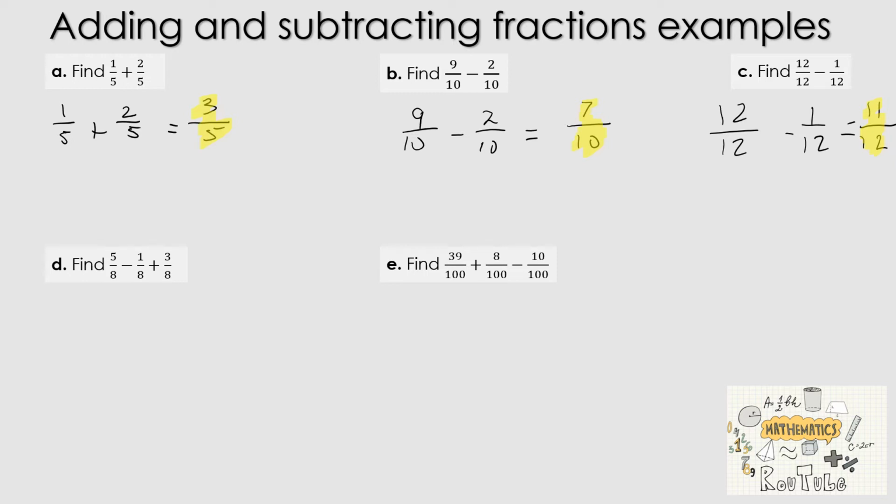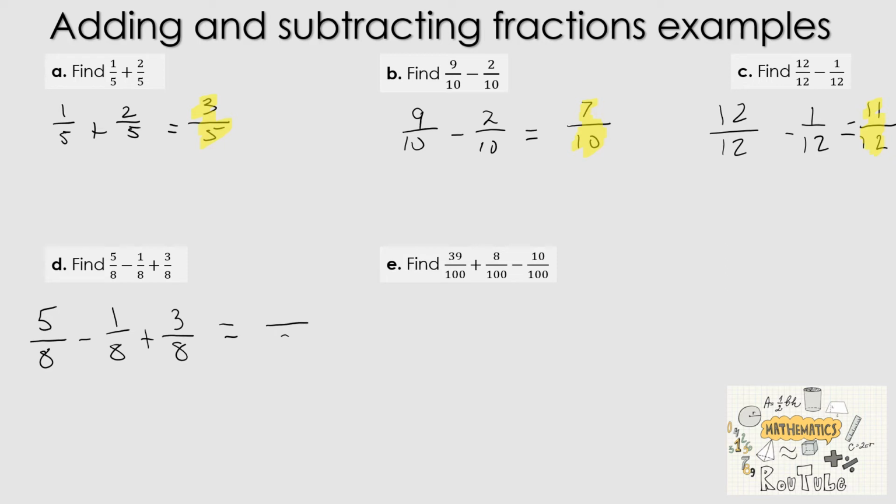Now moving on to question D, we have a couple of different steps here. But please don't be alarmed because it's not much more difficult than the previous ones we have done in A, B, and C. Here we have 5/8 minus 1/8 plus 3/8. Once again, I'll just write it out. Remember, we need to check first of all, are the denominators the same? They need to be the same for all of the fractions. We've got 3 fractions here, and the denominators are all the same, which is fantastic.